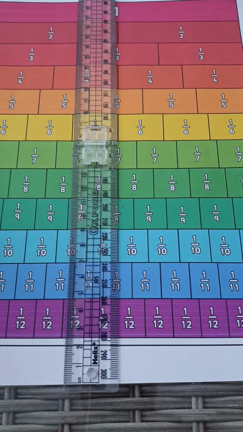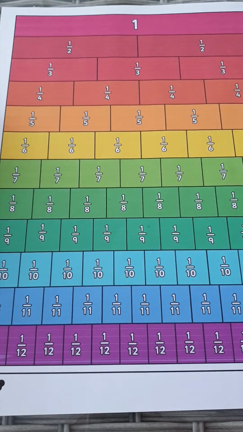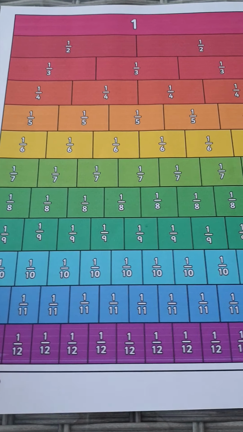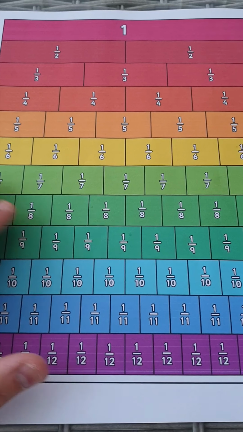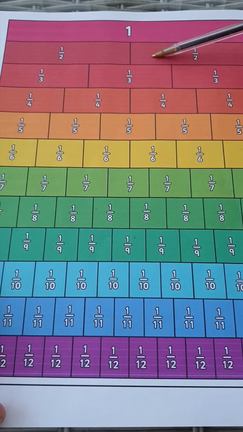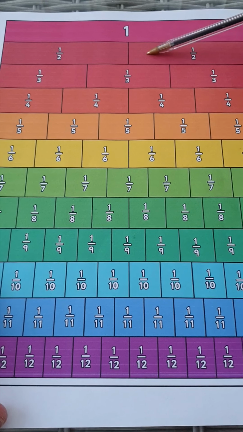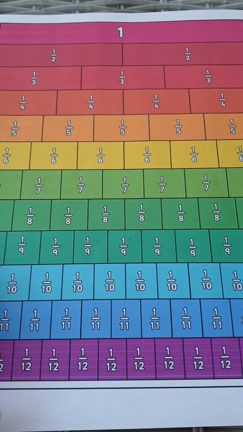So here we have our fraction wall, and I'm going to demonstrate how we can use this to help solve our fractions. So we see we've got one whole here, and then we've got it split into two parts which show 1/2 and 1/2. Again, added these two together you get a whole.